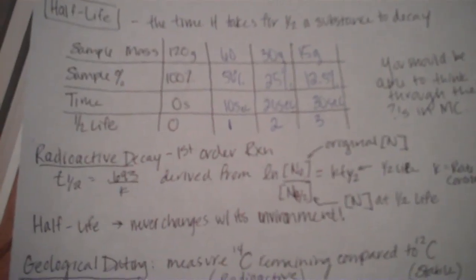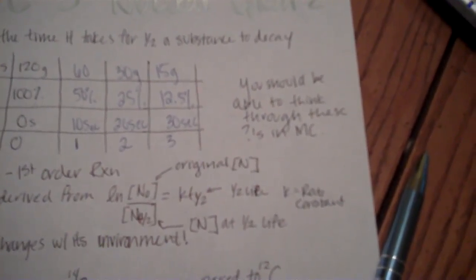Radioactive decay is a first-order reaction, so you have T1/2 equals 0.693 over K, which is derived from this equation that's in your reference table: ln of N naught, the original concentration, divided by N at T1/2, which is the concentration at the half-life, so half of your original, equals K times T1/2, where T1/2 is your half-life, the time of it, and K is your rate constant. A couple things: half-life never changes with changes in the environment. It's always going to be the same thing.